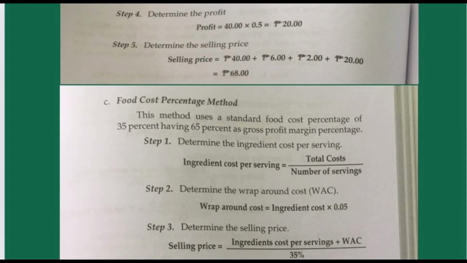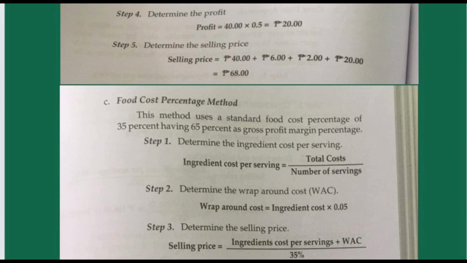Step 4. Determine the profit. Profit equals 40 pesos times 0.5 equals 20 pesos. Step 5. Determine the selling price. Selling price equals 40 pesos plus 6 plus 2 plus 20 pesos equals 68 pesos.